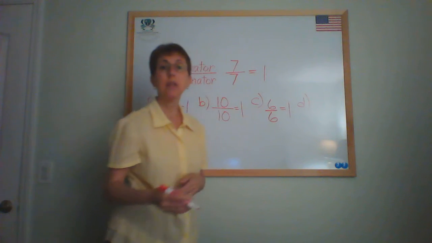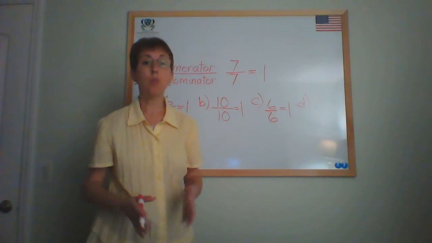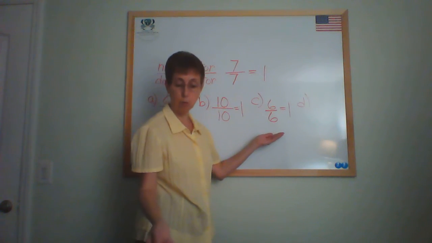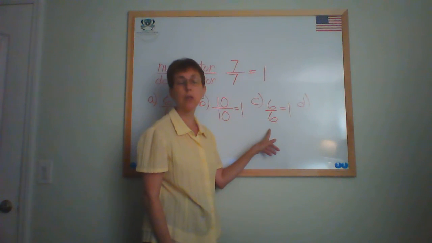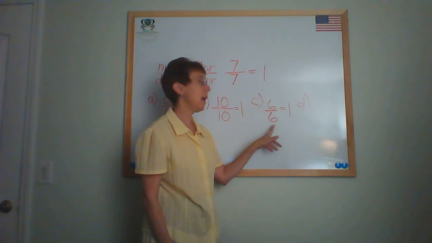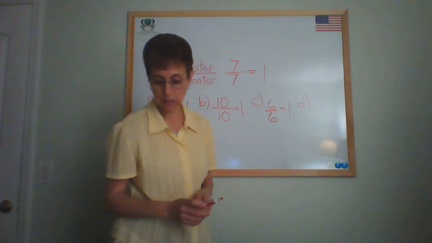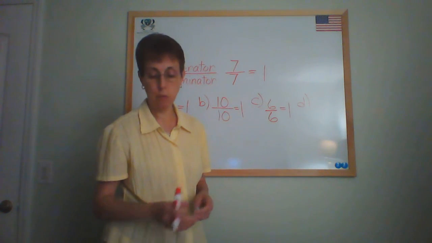6/6. Because when all 6/6 are shaded in, then one whole circle would be shaded in. So the fraction name for 1 that goes with that picture would be 6/6, because we can see that there are 6 equal parts. That makes the denominator 6, and in order to equal 1, the numerator must be the same. So 6/6.